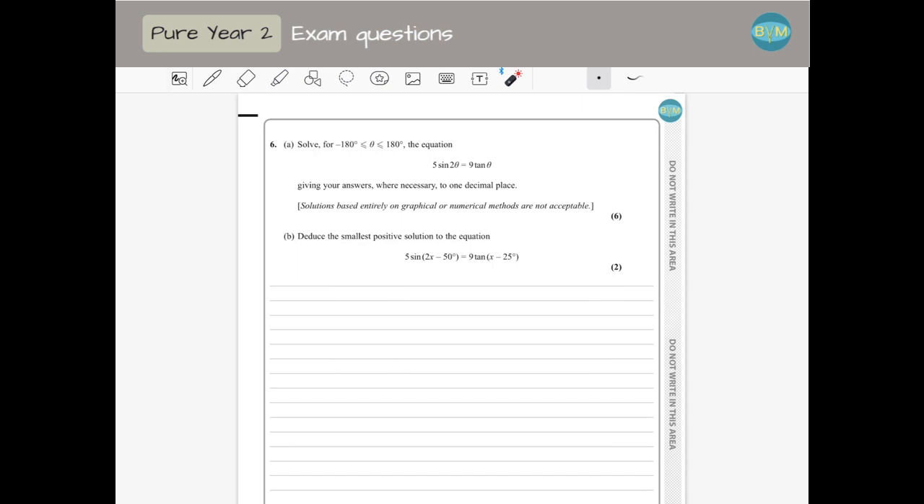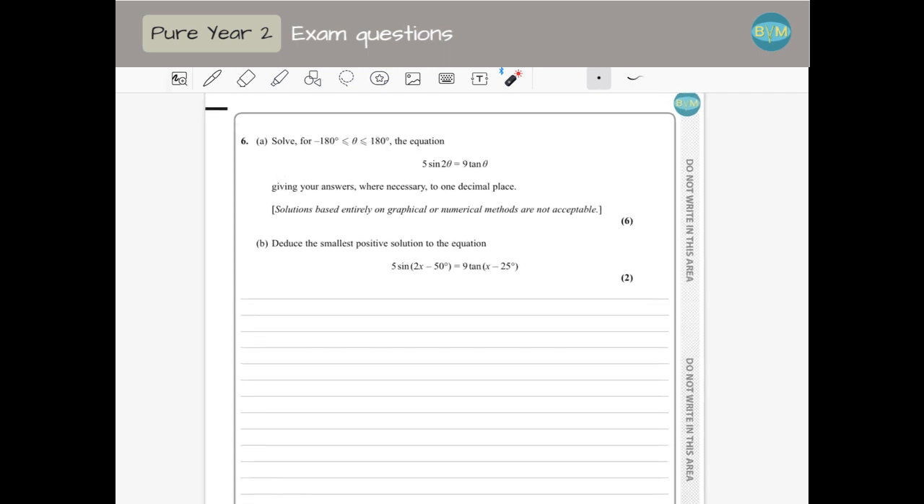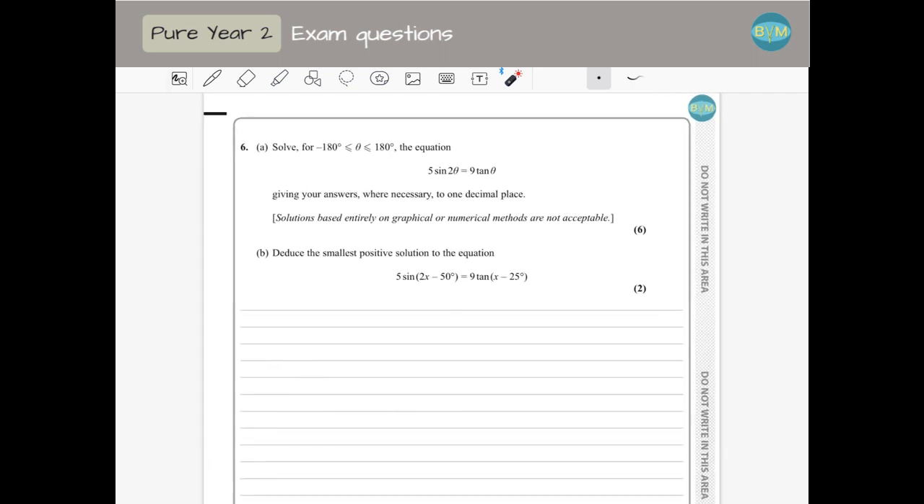Hello, this is question 6 on your June 2019 paper 1 from Edexcel. You have a trigonometric question, so you have to solve for theta between minus 180 and 180 this equation. Give the answer to one decimal place.